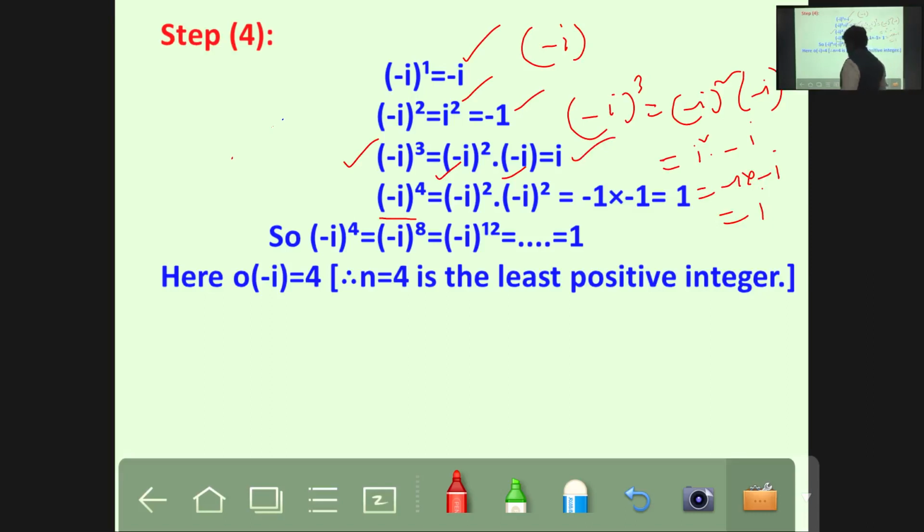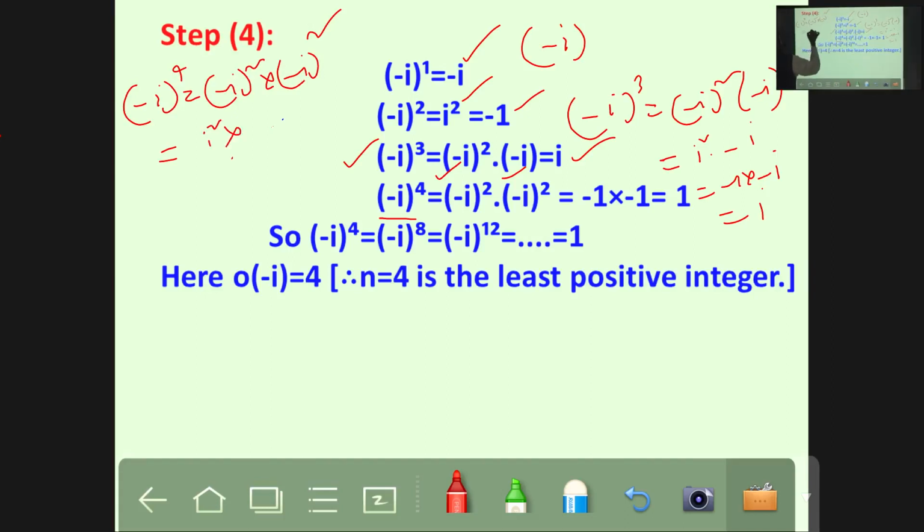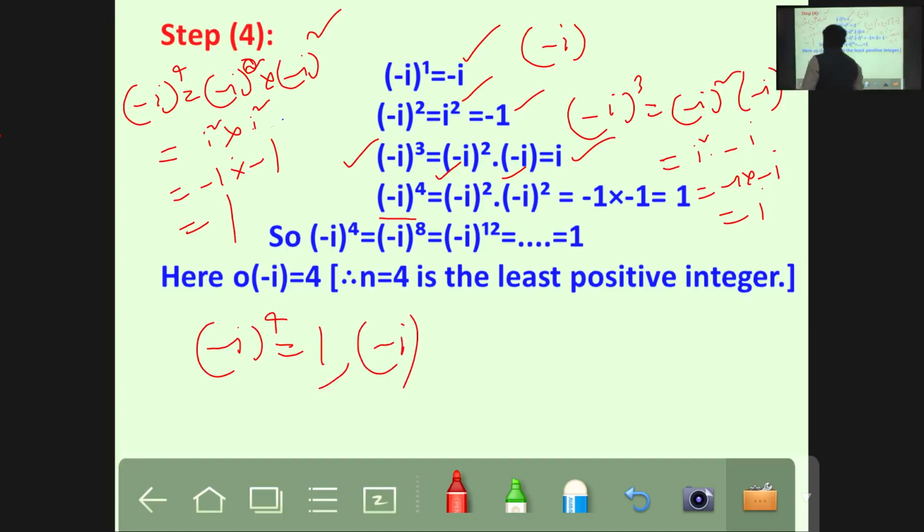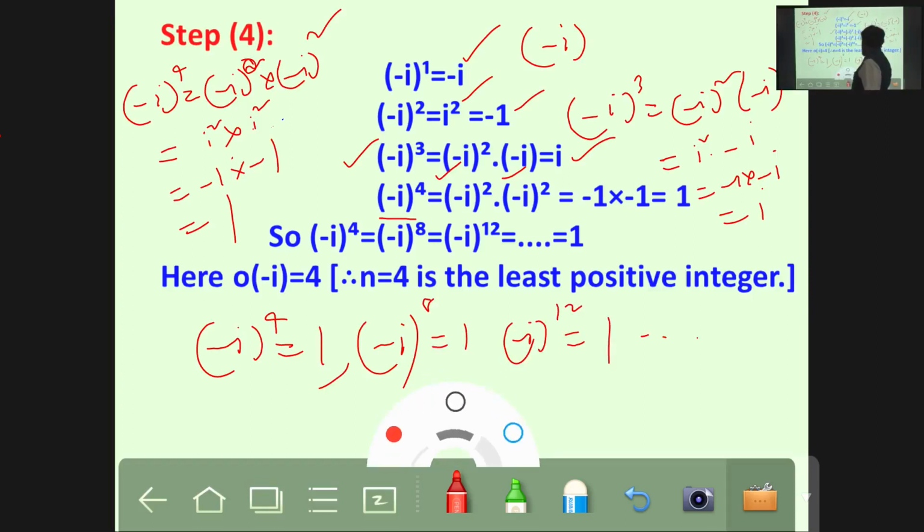Now minus i whole power 4 is nothing but minus i whole square into minus i whole square, which is i square into i square. Minus into minus is always positive because the power is even. What is i square? Minus 1. So this is 1. Here also minus i whole power 4 equals 1. By observation, power 8 equals 1, and power 12 equals 1. Like this. What is the least positive integer?